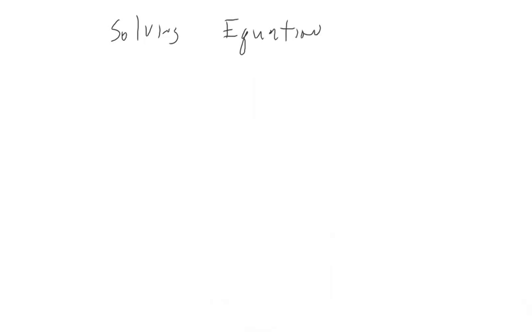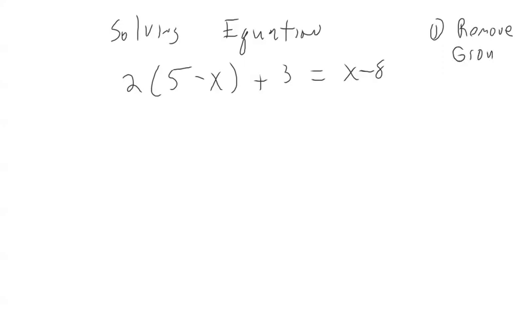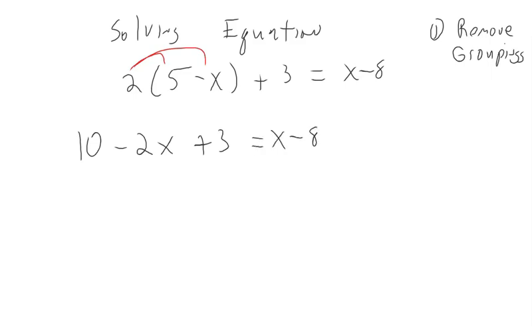So say we have 2 times the quantity 5 minus x, plus 3, equals x minus 8, right? So first thing I want to do is get rid of my groupings. So step 1, remove groupings. Right, and that means either distributing or using the associative property. So in this case, I am going to distribute the 2 through. So I will get 10 minus 2x plus 3 equals x minus 8.